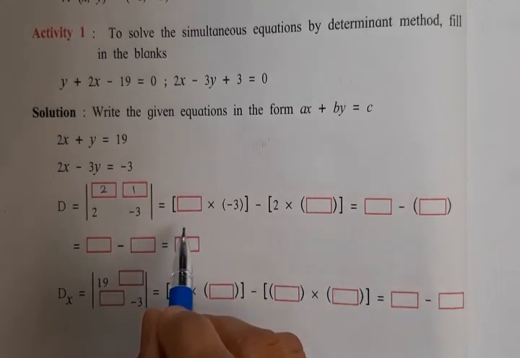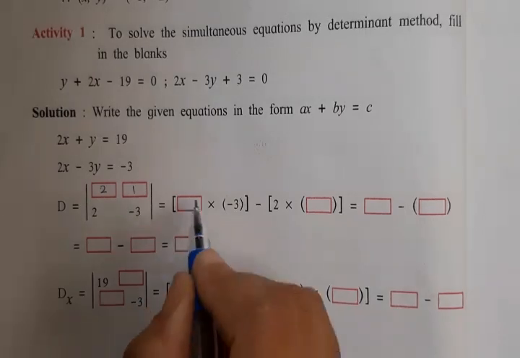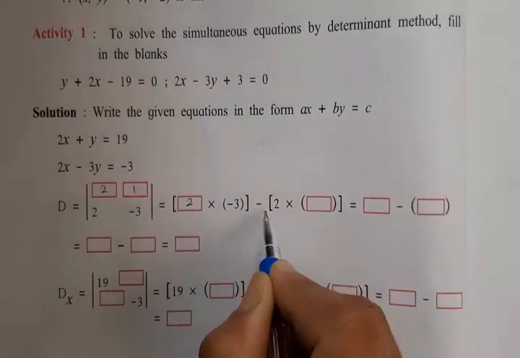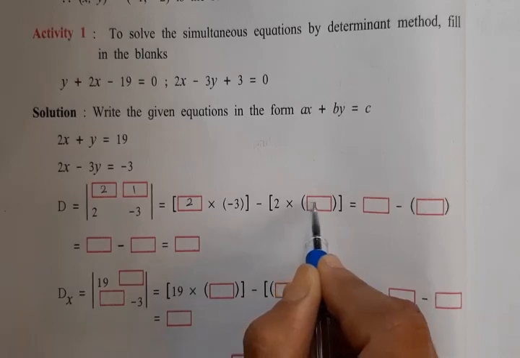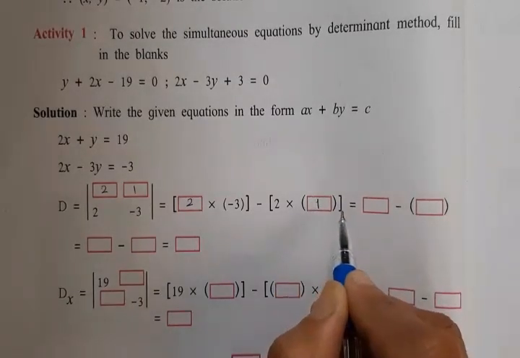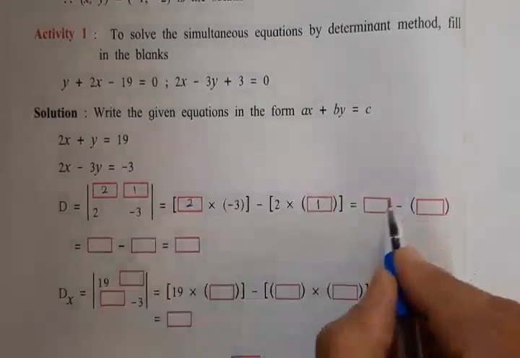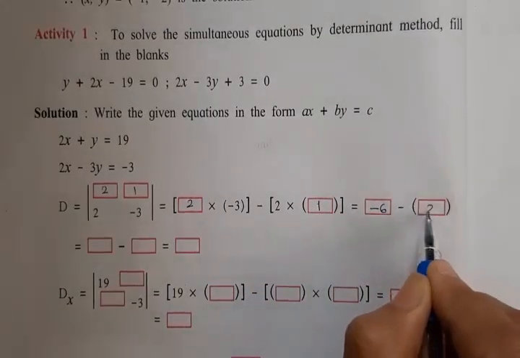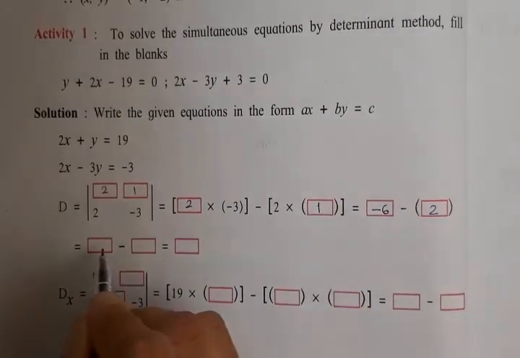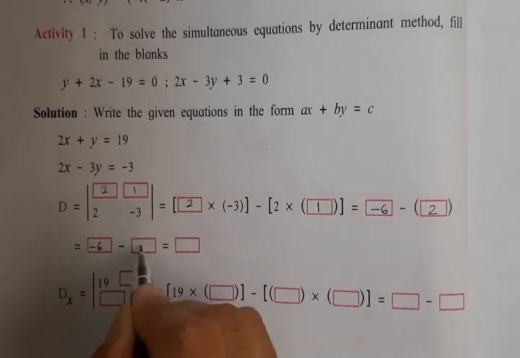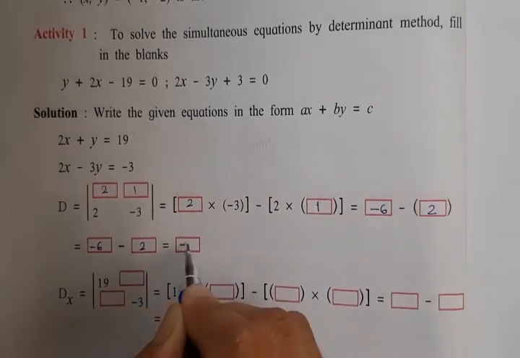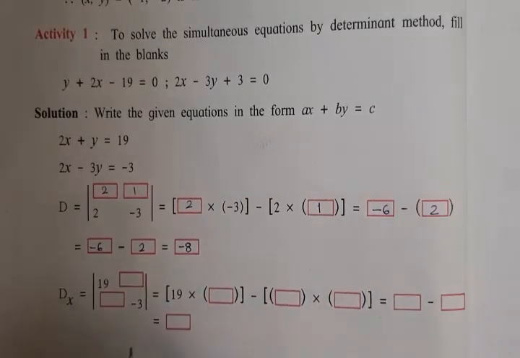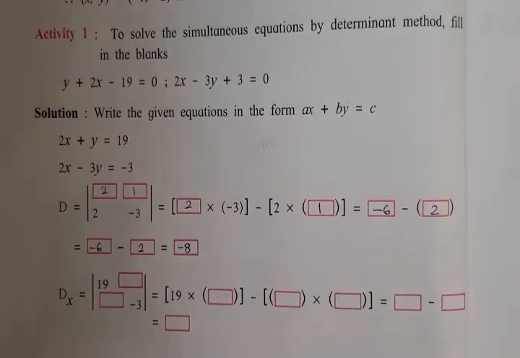That means here we have to do 2 into minus 3 minus 2 into 1. That is the cross multiplication. So here we'll get 3 2s are 6, minus 6, minus 2 1s are 2. So we'll get minus 6 minus 2, that is minus 8. Now we have to find the value of dx.